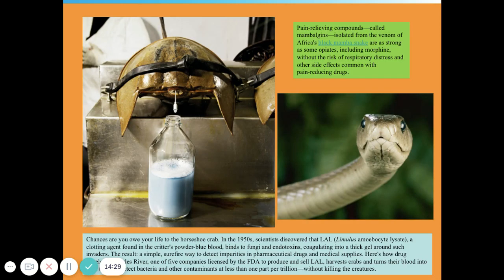These are 2 of my favorite unusual sources of medicine from nature. The horseshoe crab has blue blood that is harvested. The crabs are not harmed, they're put back in the ocean, but their blood is used to test drugs. The black mamba is one of the most deadly venomous snakes, but it provides us with pain medication.